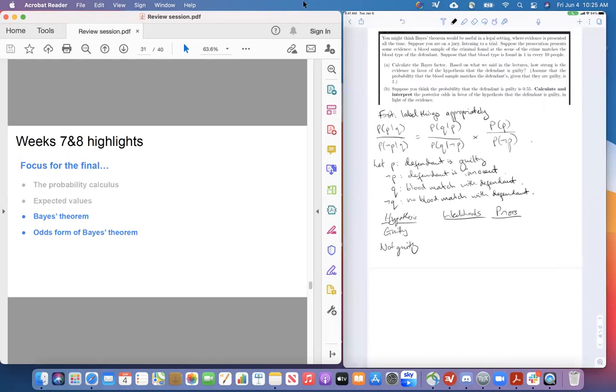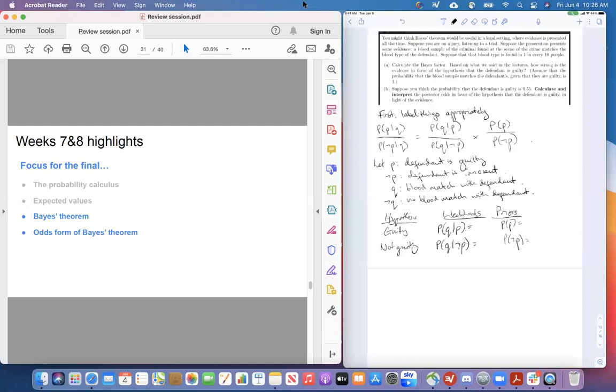So what are the likelihoods here? The likelihoods are the things you need to calculate the Bayes factor. So the likelihoods in this example are, oh good, the lag is gone. P of Q, so blood match, given P, so given guilty. P of Q, so blood match, given not guilty. So they are what the likelihoods are in this example. What are the priors? The priors are just your probability on guilt and innocence. So your probability on P and on not P.